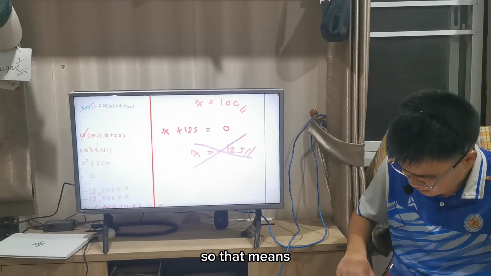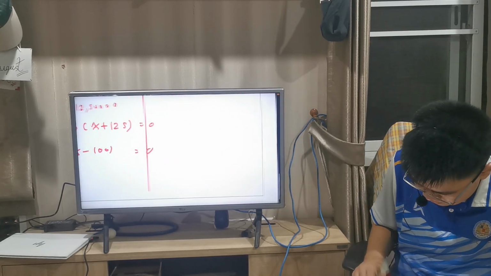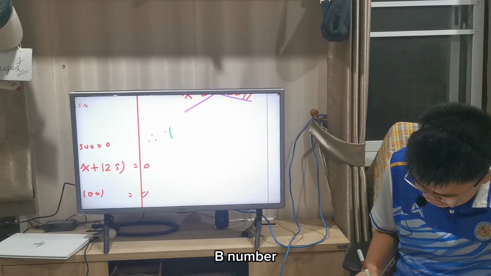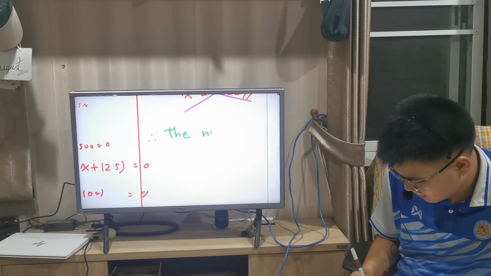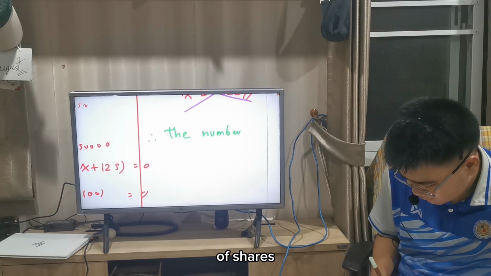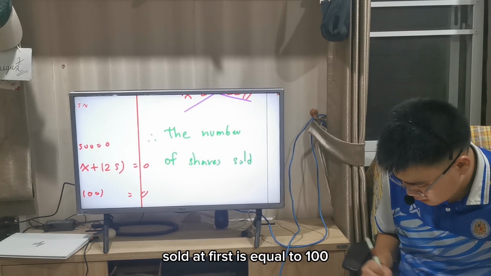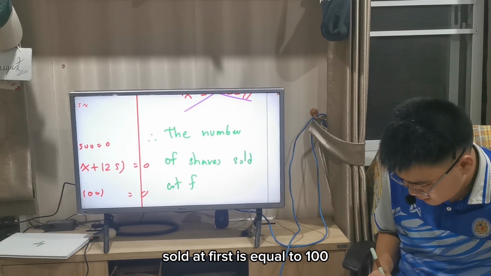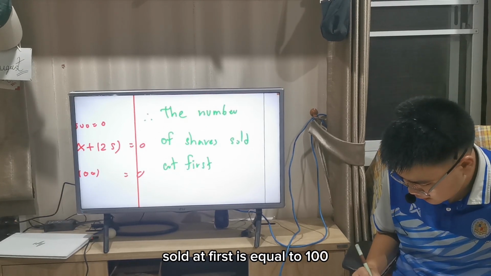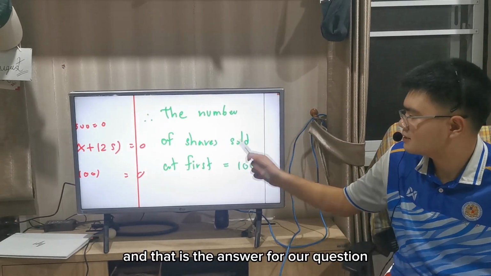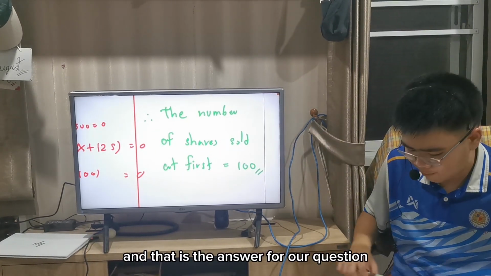So that means therefore, the number of shares sold at first is equal to 100. And that is the answer for our question.